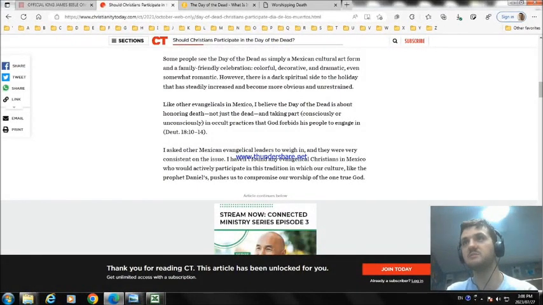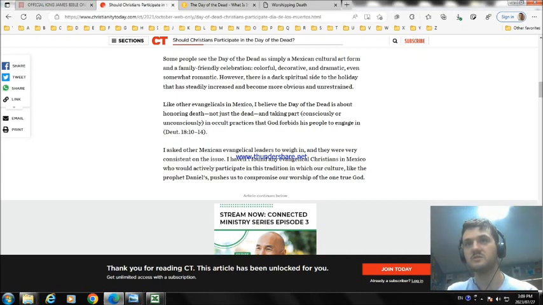Some people see the Day of the Dead as simply a Mexican cultural art and a family feature of the culture, decorative and even somewhat harmless. However, there are religious sides to the holiday, and it has steadily increased and become more obvious. Like the other festivals in Mexico, I believe the Day of the Dead is about honoring death, and not just the dead, but taking part consciously in practices God forbids people to engage in.